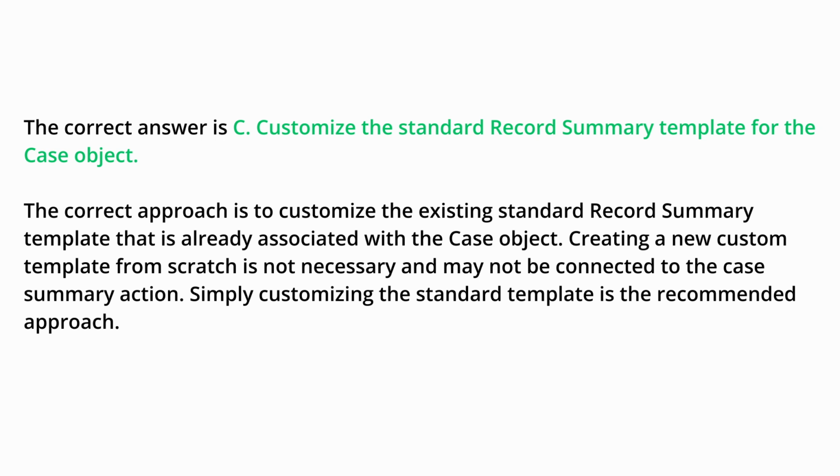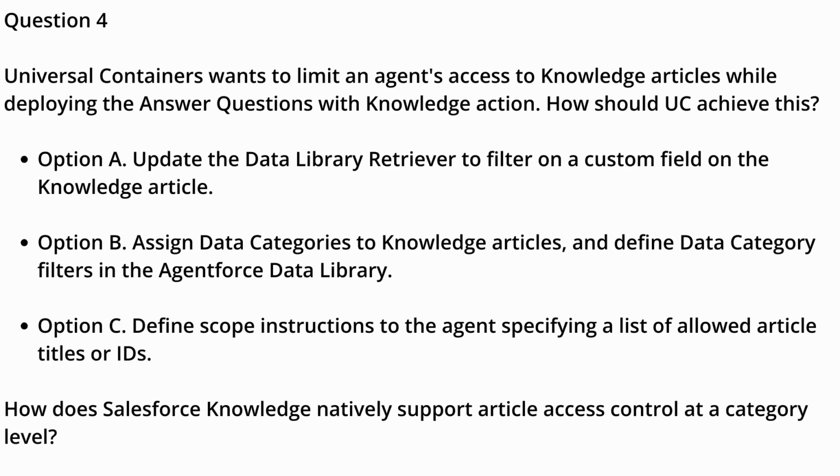The correct answer is C. Customize the standard record summary template for the case object. The correct approach is to customize the existing standard record summary template that is already associated with the case object. Creating a new custom template from scratch is not necessary and may not be connected to the case summary action. Simply customizing the standard template is the recommended approach.